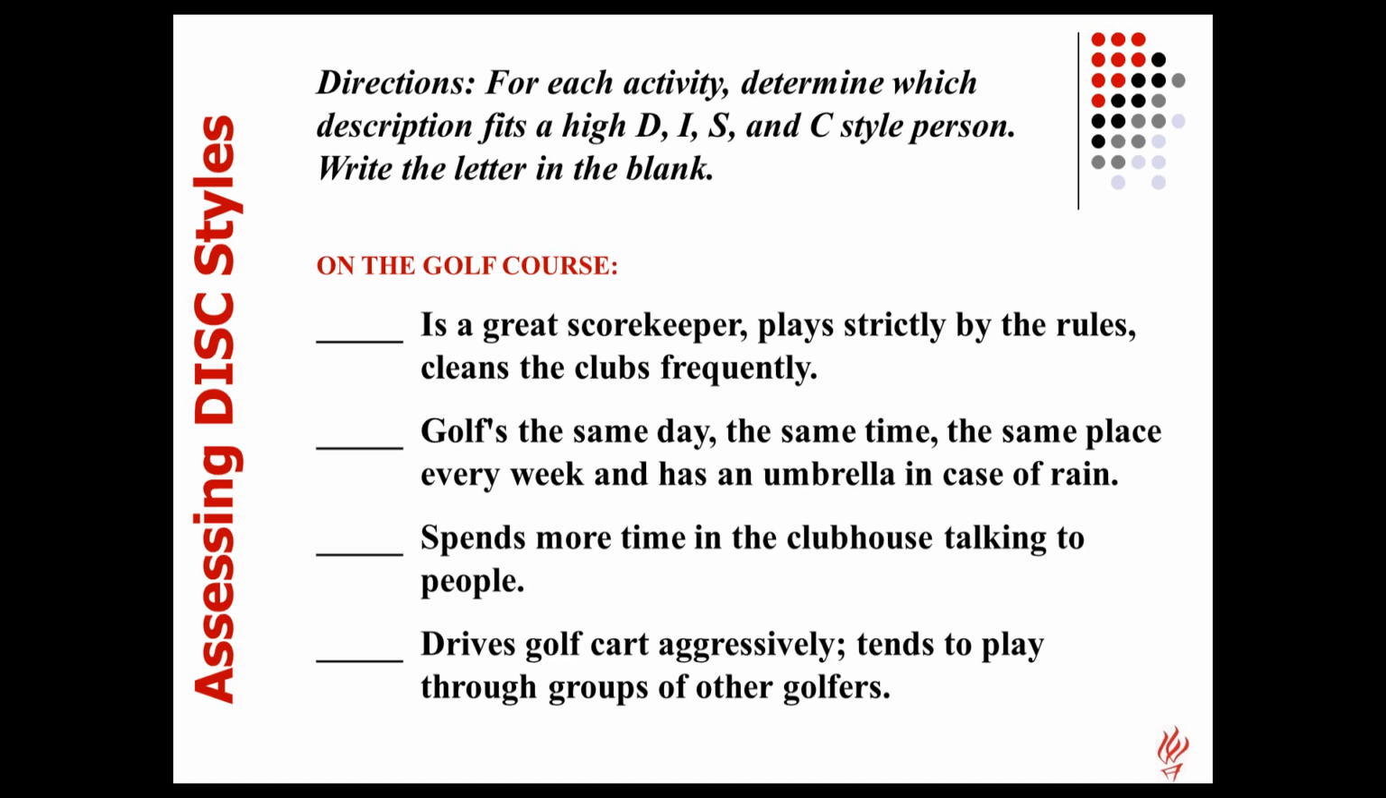Golfs at the same time every day, same place every week, and has an umbrella in case of rain. More than likely a high S. They like routine. They like the same thing over and over. I have a few high S's in my life. I know this. And then one spends time in the clubhouse talking to everybody about how the day was, how their family is, what's going on. More than likely that's your high I. The high D drives the golf cart aggressively, tends to play through groups, and is annoyed with everyone because they're in their way. The high Ds like to win. So that's a great one.